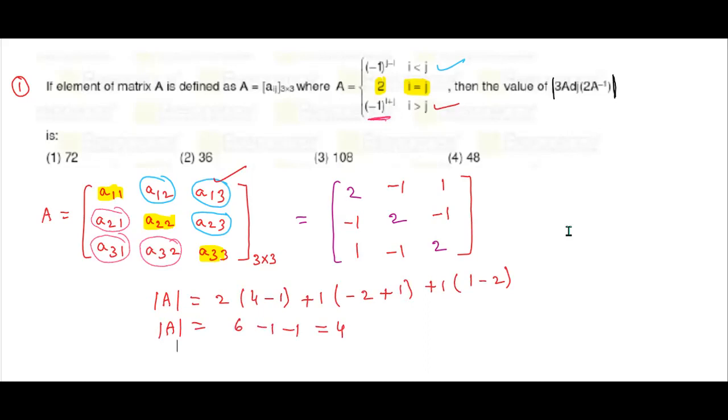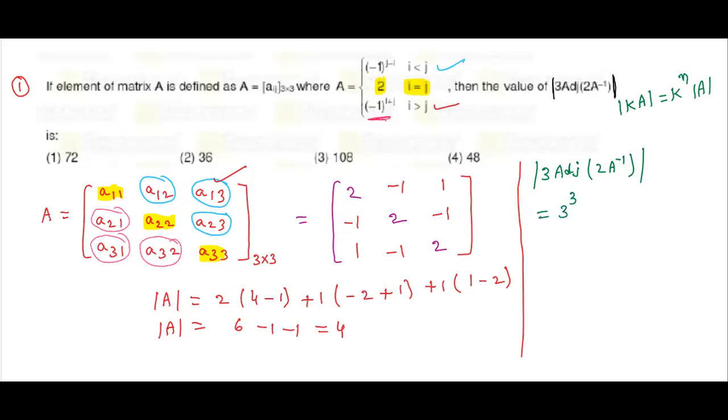But what they are asking here, I am writing here, see. Det of 3 into adjoint of 2A inverse. We know that det of KA is equal to K power n into det A, where n is the order of the matrix. Here the order of the matrix is 3 by 3. So we get 3 cube into det of adjoint of 2A inverse.